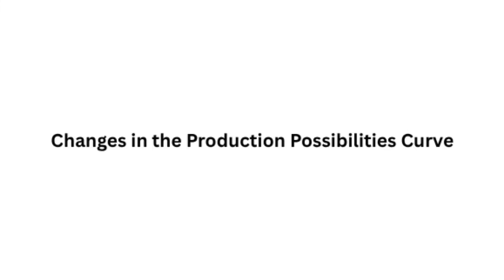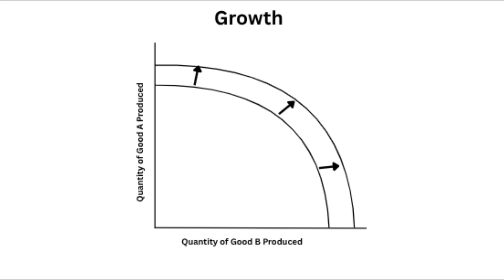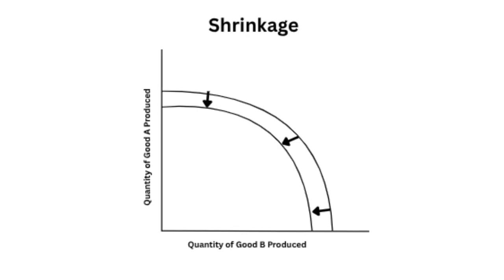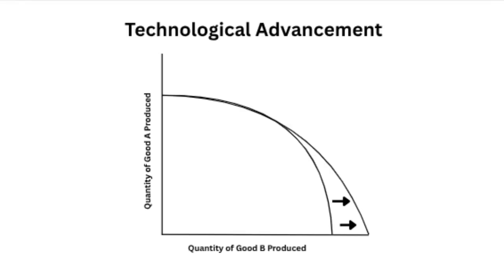Now, let's look at the changes in the PPC. First, when the whole line or bow kicks out, this means there is growth. We have a better ability to produce. Now, if the whole line or bow comes inwards, this is the opposite of growth. We can no longer produce the same amount of goods at any point on the graph. Finally, if only one end of the graph kicks out, this means there's an increase in technology. There's some technological advancement that increases production for one specific good, not both.